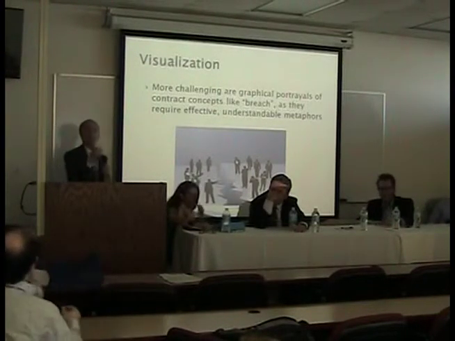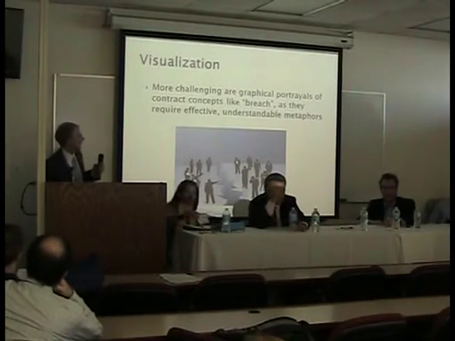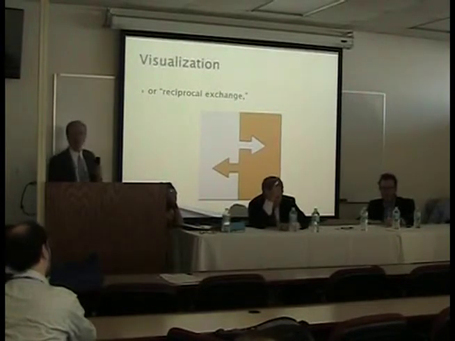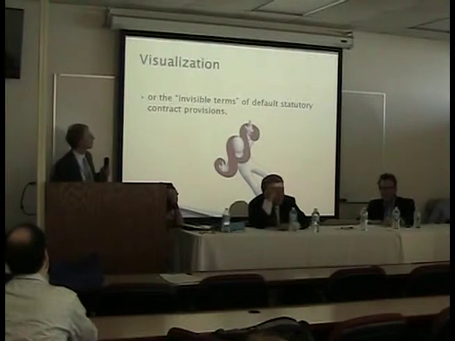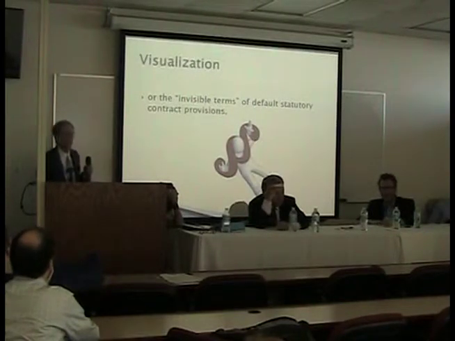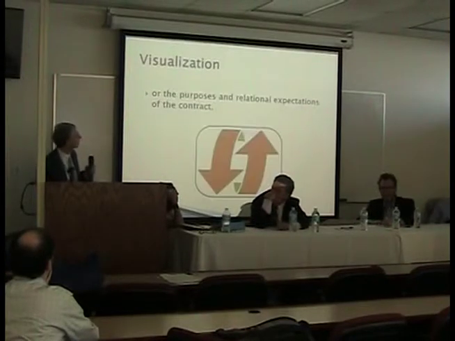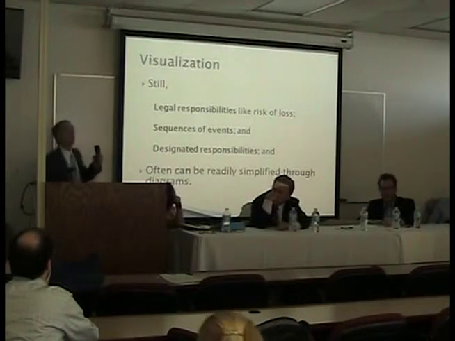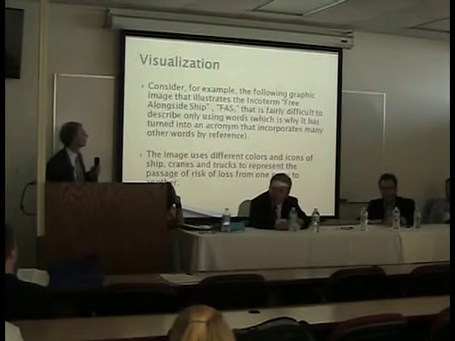Other things, more conceptual matters, are harder to use an image for. You have to grasp a metaphor here, like the idea of breach, and the chasm there with people on both sides indicates breach, or reciprocal exchange. Or the idea of invisible terms. I love this one, of the poor guy who's captured by the statutory symbol there. Or relational expectations of people.